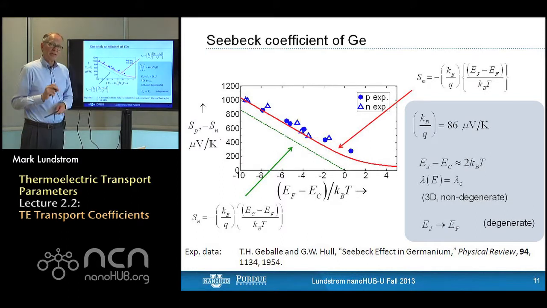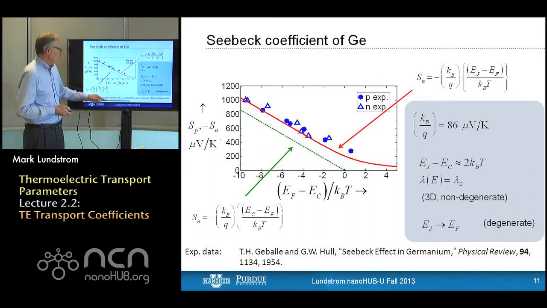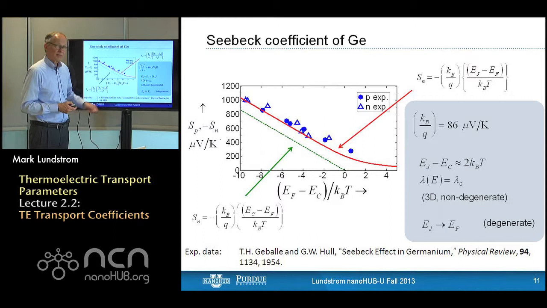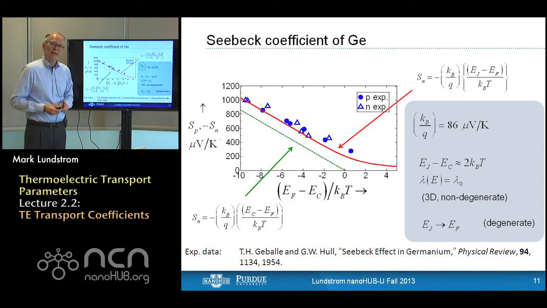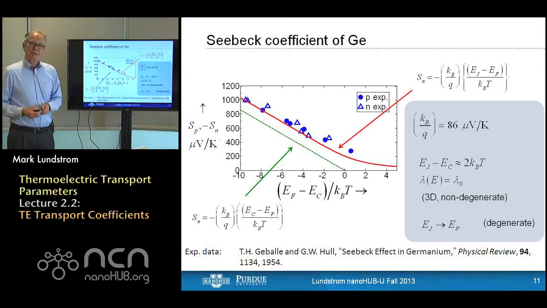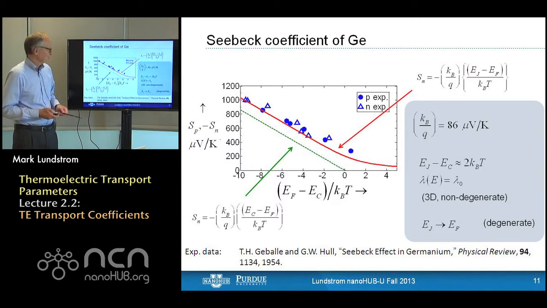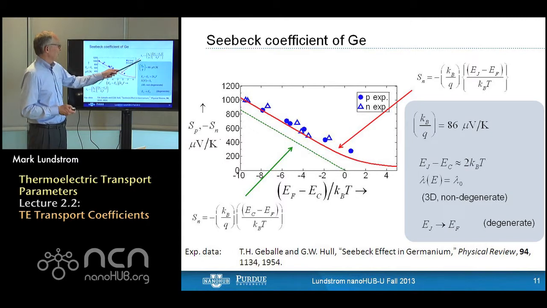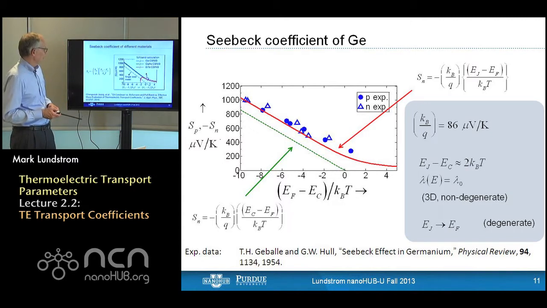If you become very degenerate, then all of the current flows at the Fermi level, which is way up inside the band. In that case, the average energy of current flow is the Fermi energy. And in that case, the Seebeck coefficient approaches 0. There is no difference between the average energy of current flow and the Fermi energy. And that's why the Seebeck coefficient of a metal or a very heavily doped semiconductor is very small. Lightly doped semiconductor, it's very large because there's a big difference. Heavily doped semiconductor, it's very small.